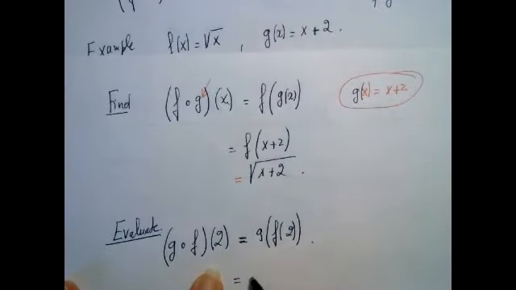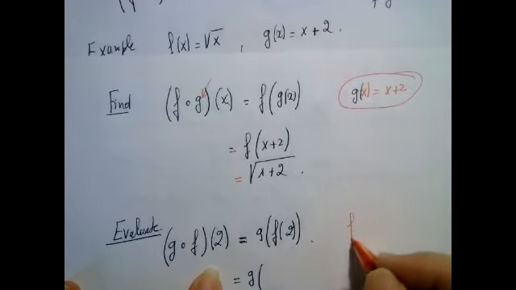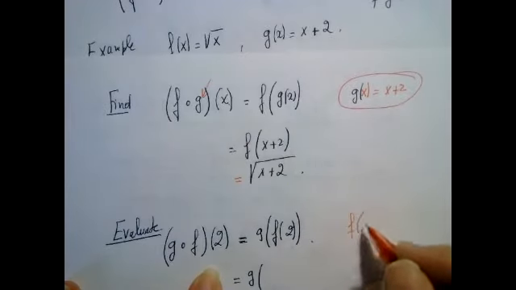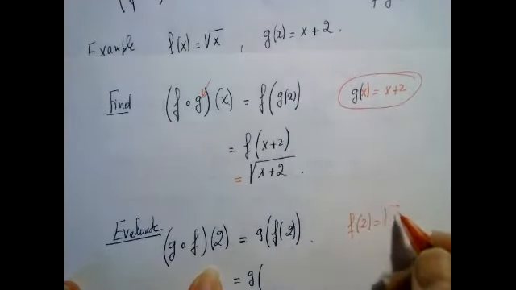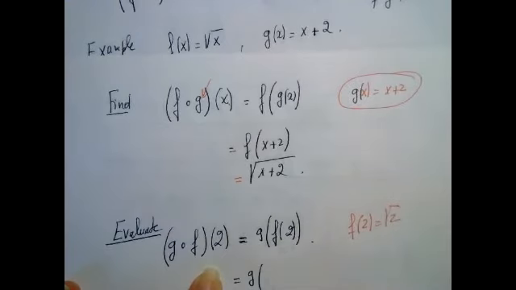So now it's equal to G of... Okay, what is F of 2? What's F doing? F is taking the square root. So this is the square root of 2. So this is G of the square root of 2.